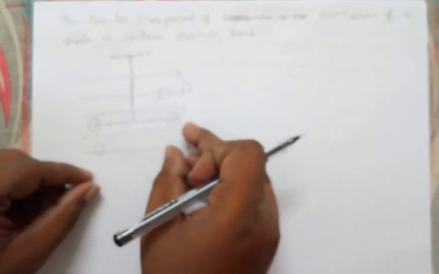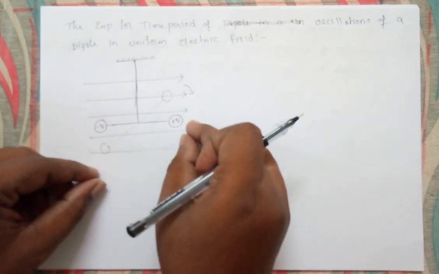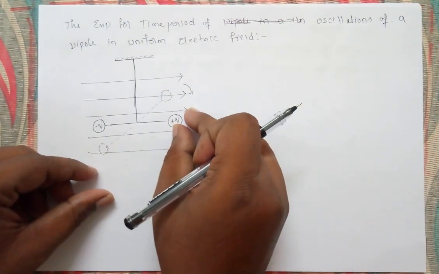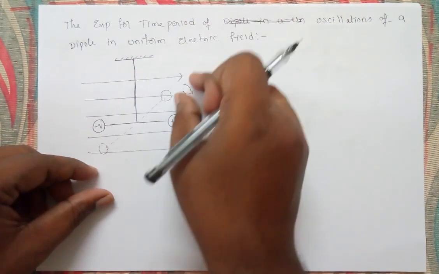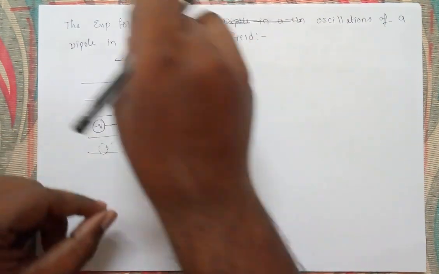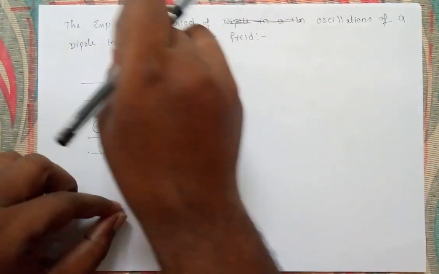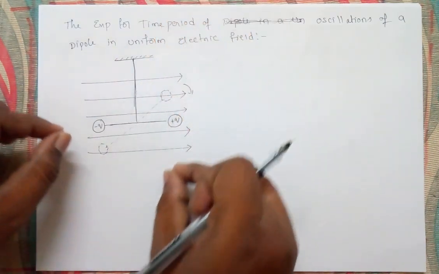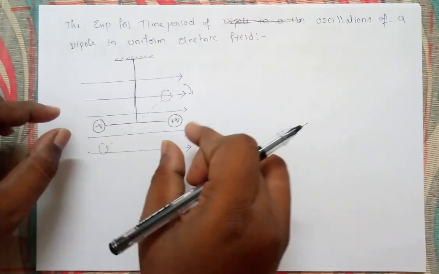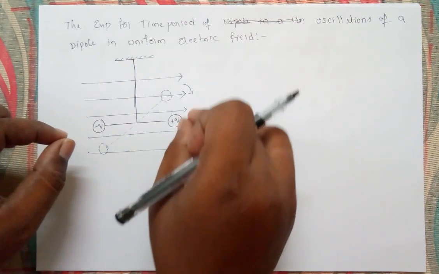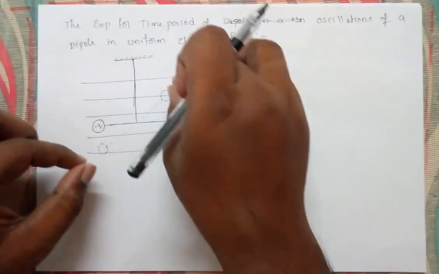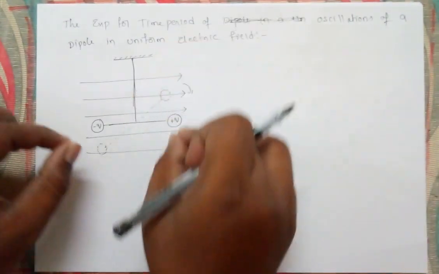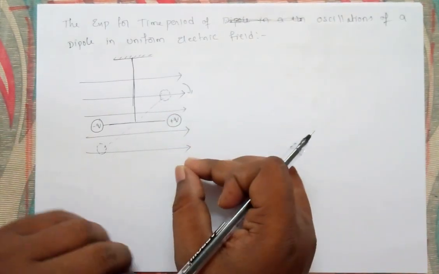The moment of inertia, when it is at rest here, tries to keep it here only. So the moment of inertia tends to turn it in the opposite direction. The electric force tends to bring it back into the field direction. Like that, the torque exerted by the moment of inertia and the torque exerted by the electrostatic force are equal, I mean, they are opposite in direction.